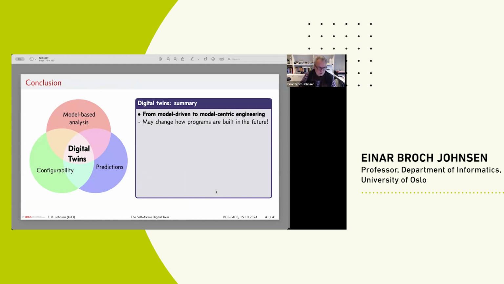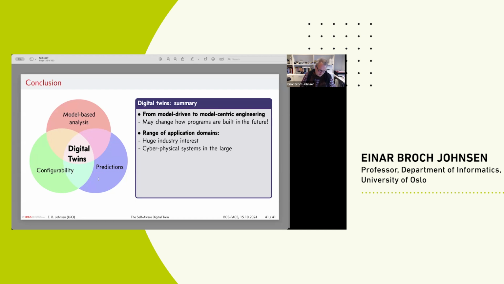So to summarize, I made a small Venn diagram to show you kind of how this picture looks. For me, a digital twin is a kind of sweet spot between model-based analysis, configurability of models, and prediction, so the ability to do predictions. I think a lot of programs in the future might be built in this way of having a piece of software manipulating a model in the middle. There's a lot of industry interest in this kind of systems at the moment.